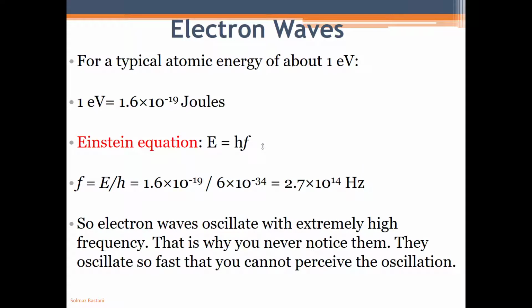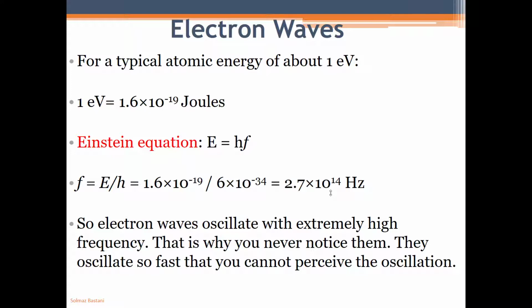Okay, so a typical atomic energy is about 1 electron volt. And we know that 1 electron volt is equal to 1.6 times 10 to the power of negative 19 joules. Now, according to Einstein's equation, E equals hf, and if I want to find the frequency, I need to divide E by h. So let's go ahead and divide the typical atomic energy by Planck's constant, and we get 2.7 times 10 to the power of 14 hertz. So this is the frequency of the electron wave.